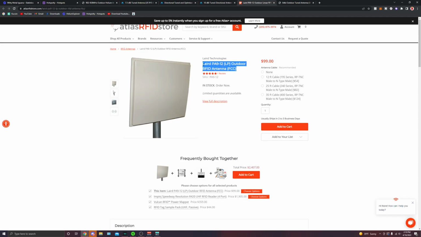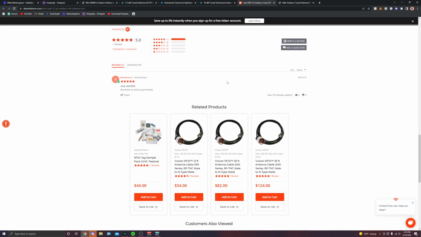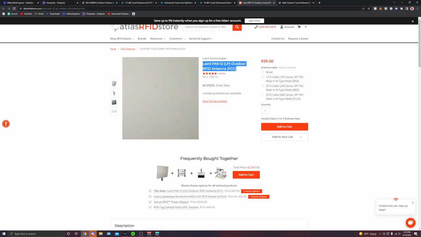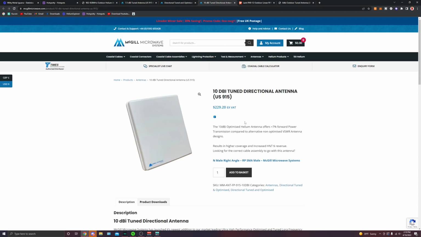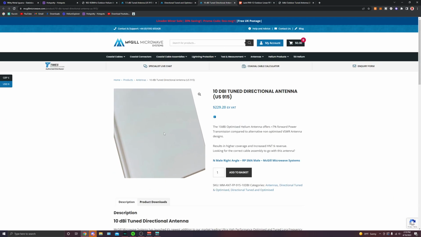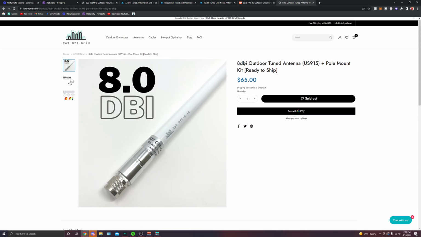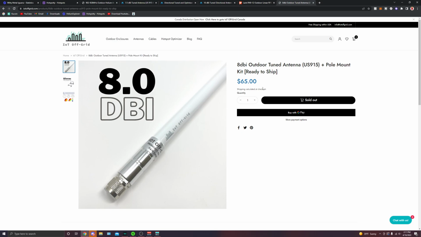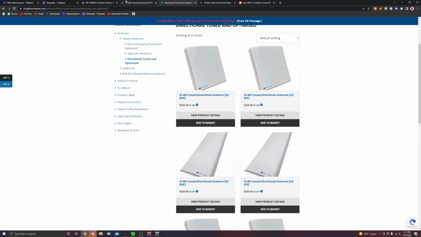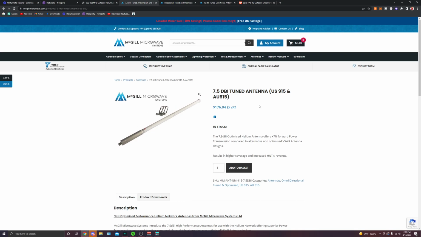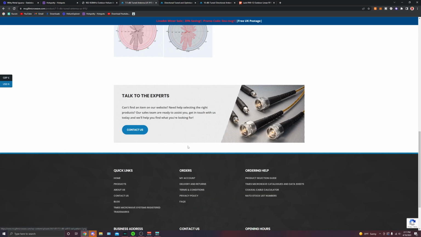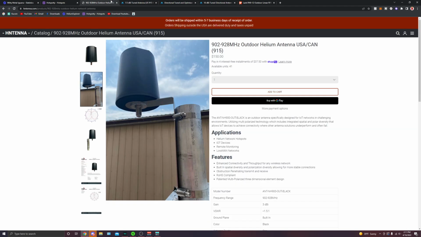This is only $99, though. And this is a 12 dBi directional antenna. One review. It says optimized for Helium antennas, right? These are optimized Helium antennas. This is just a normal one, I don't know, I'd like to buy both of these and test them. But if you're looking for omnidirectional antennas, I've never purchased an omnidirectional antenna from McGill, but I feel like these would be pretty nice too. It doesn't look that long though, but this is 7.5 dBi.